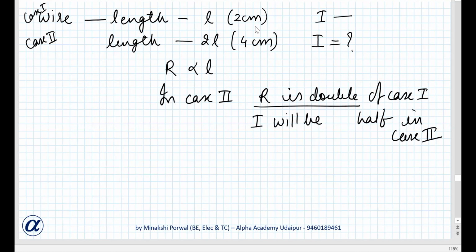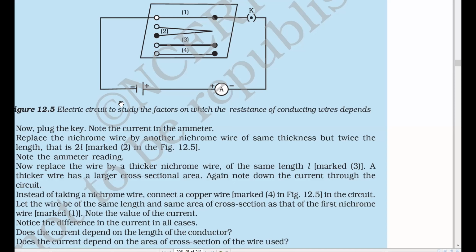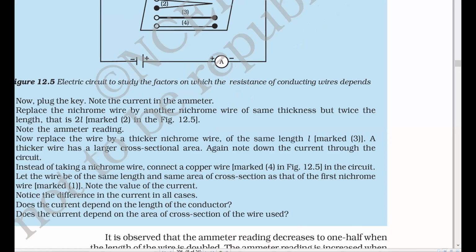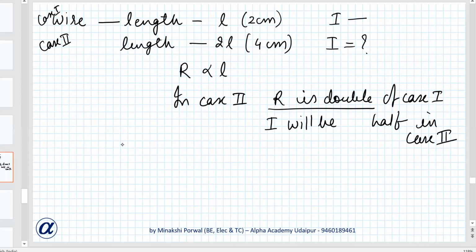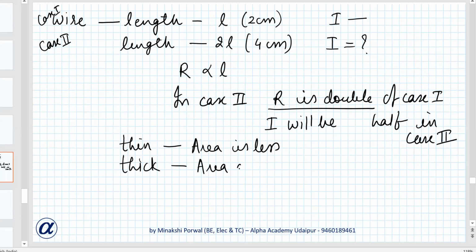Now, in the same activity, the next thing we are observing: replace the wire by a thicker nichrome wire. Thick and thin, nobody has any doubt. But if there is, first of all, thin wire is patla wire, meaning the area of cross section is less. And thick means mota, so the area of cross section is more. First of all, this word meaning should also be clear.